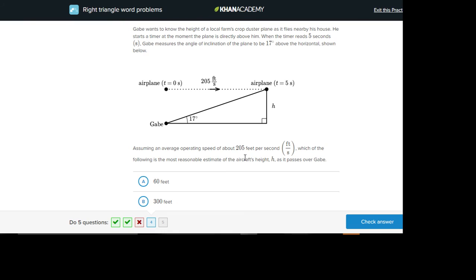Cosine it. What two sides of the triangle do you have? Hypotenuse and... Do you know the hypotenuse? No, we don't know. Okay, so opposite and adjacent. And what trig function is that? That is tangent.